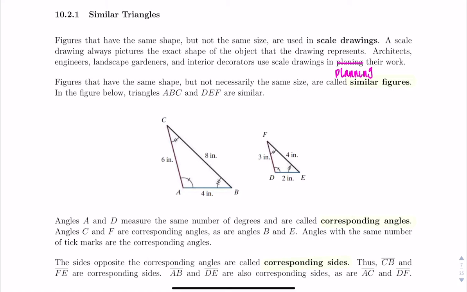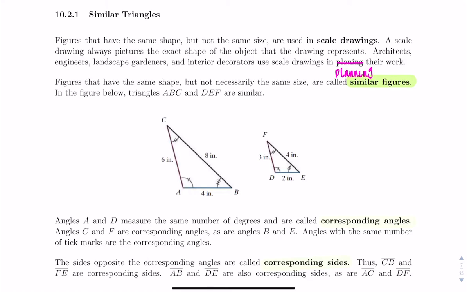Figures that have the same shape but not necessarily the same size are called similar figures. In the figure below, triangles ABC and DEF are similar. So one has the sides of 6, 8, and 4. The other one has 3, 4, and 2 respectively. You can also see which angles correspond with the other triangle's angles.